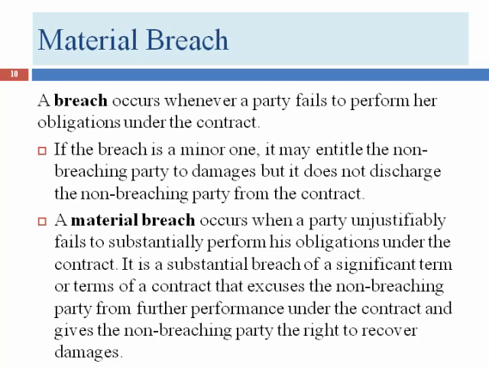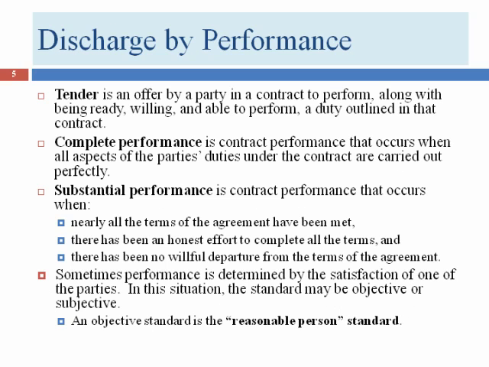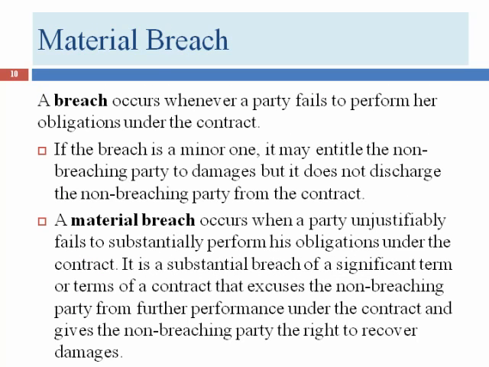It goes really to some core issues in the agreement. So let's look at this. A material breach occurs when a party unjustifiably fails to substantially perform his obligations under the contract. So let's go back. We talked about complete performance. We talked about substantial performance. And then our third category is going to be material breach. So this is our third.